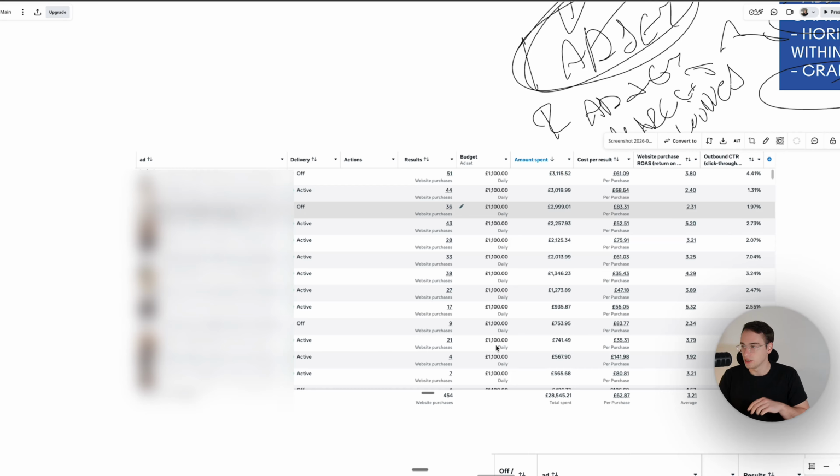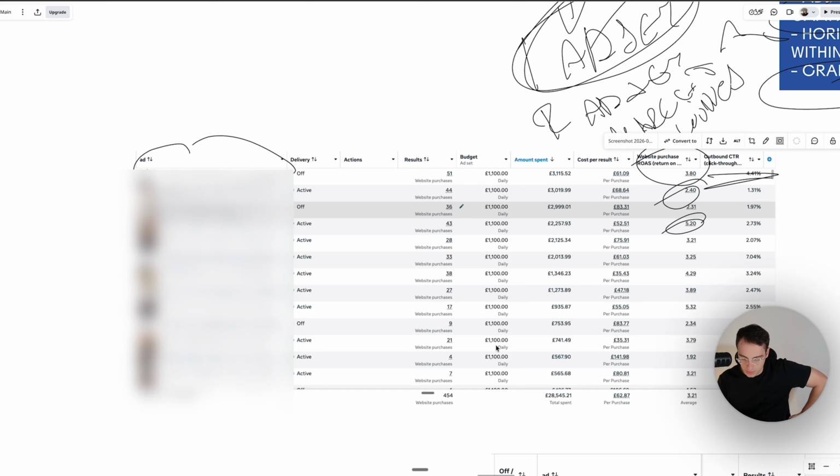So you can see here, I've sorted by spent, and you can see the top ad here. This ad has a 3.8 ROAS and a 4.4 click-through rate. This is super strong. I can see another one at 5.2 here. Maybe these two are not that great, but I see these two as doing very, very good.